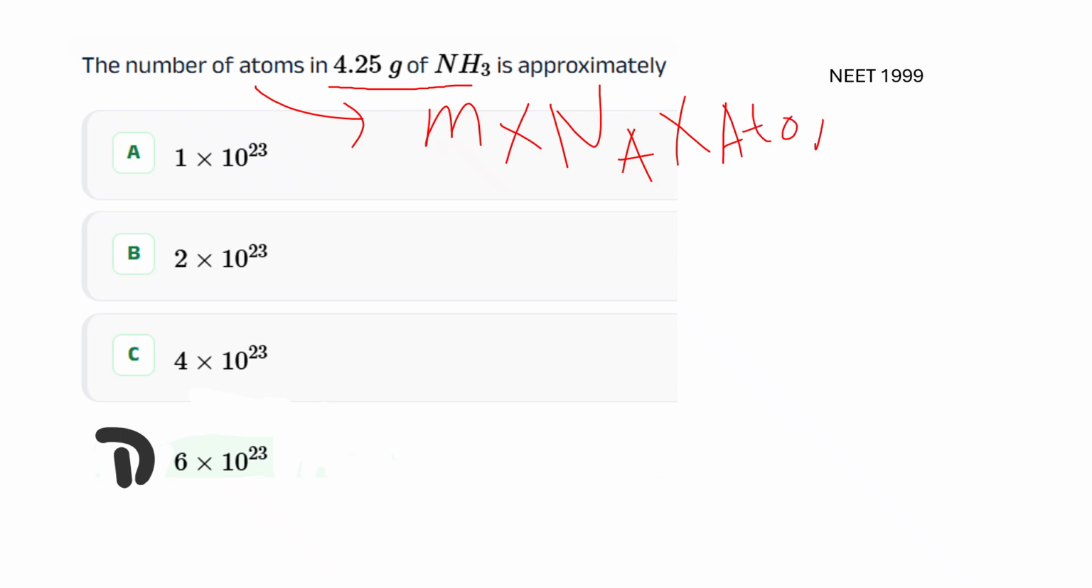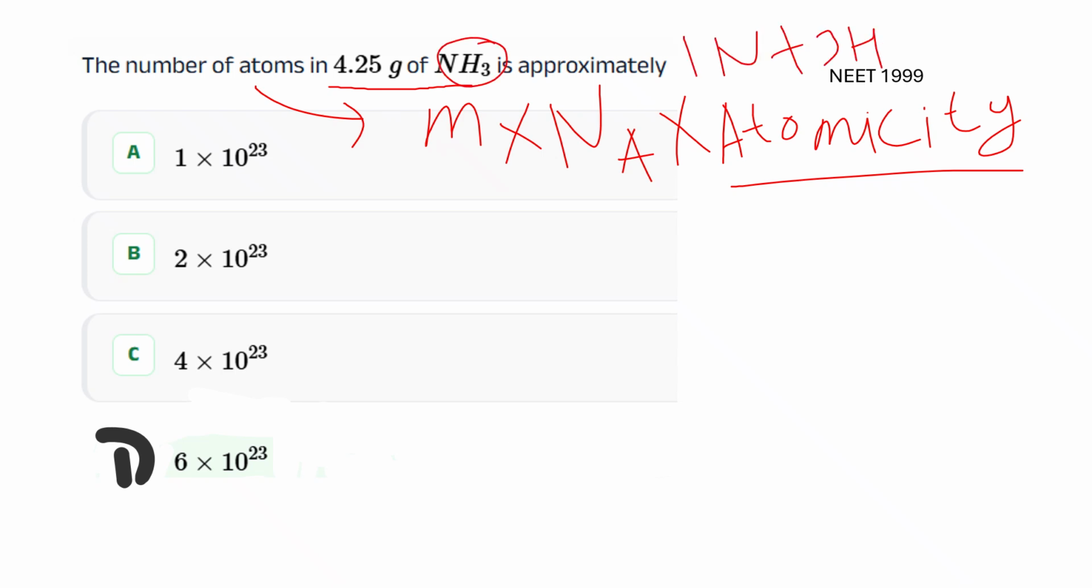What is called atomicity? Atomicity is nothing but atoms per molecule. In ammonia, there are 4 atoms, 1 nitrogen plus 3 hydrogen. So there are 4 atoms. That is atomicity. So atomicity is 4. Avogadro's number is 6.023 into 10 to the power 23. Then multiplied by the number of moles.